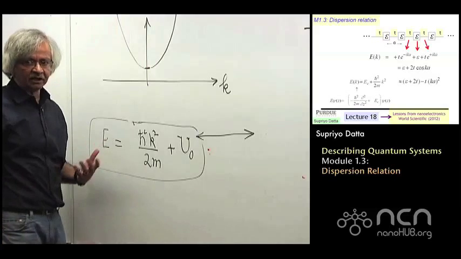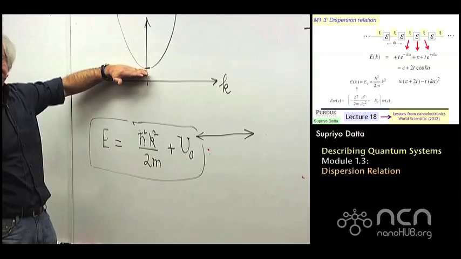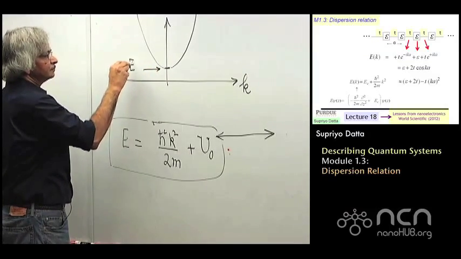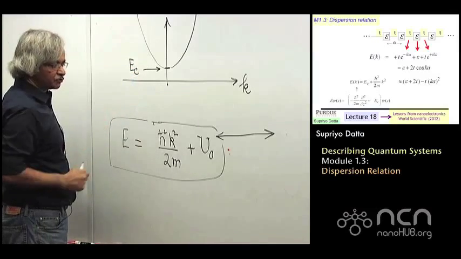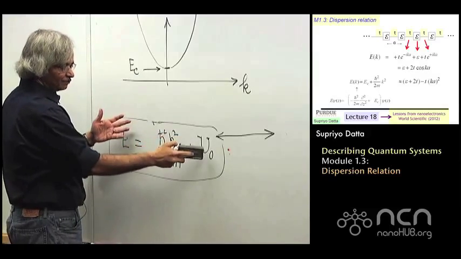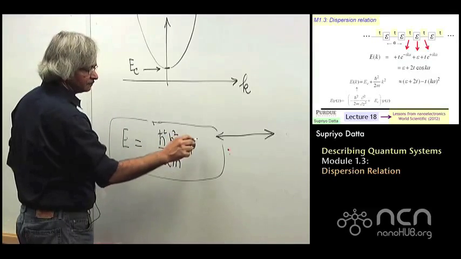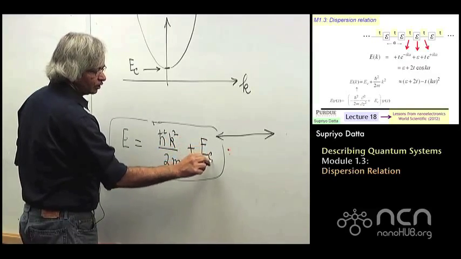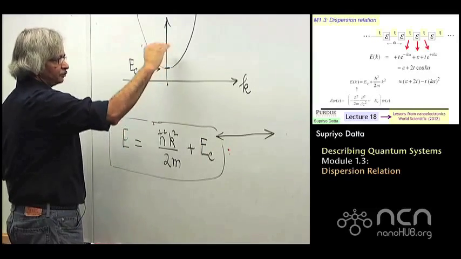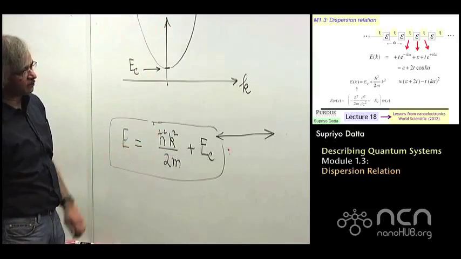Actually, usually in solids, this bottom of the band, that's what's called the conduction band edge, and people usually write that as E sub C. So that's the notation I'll use from here on. Instead of this U0, which was the constant potential energy that I put in, let's write that as just E sub C. That's the standard way of referring to the bottom of the conduction band. And this parabola, that's what this mass determines.